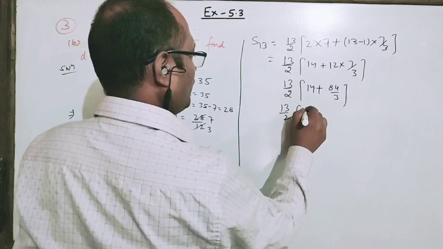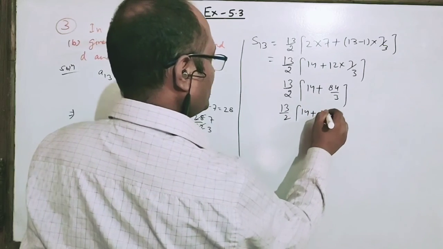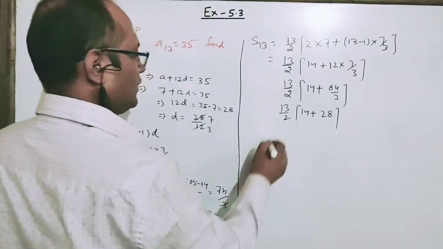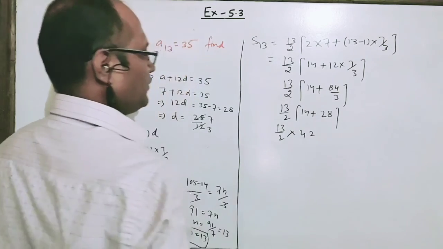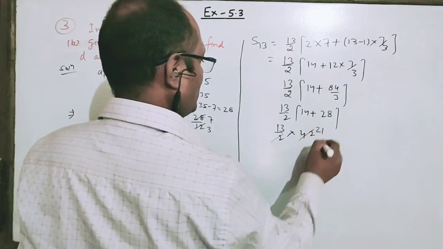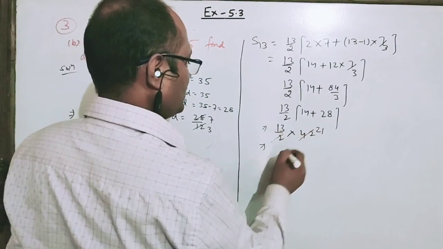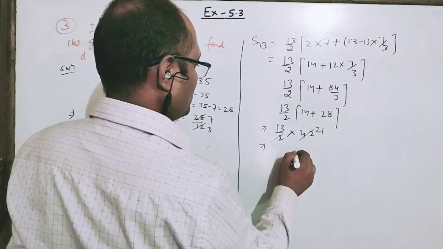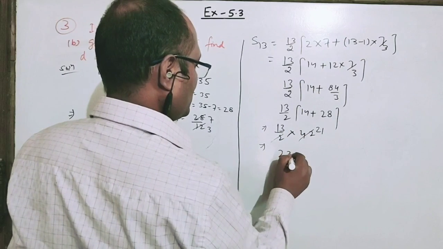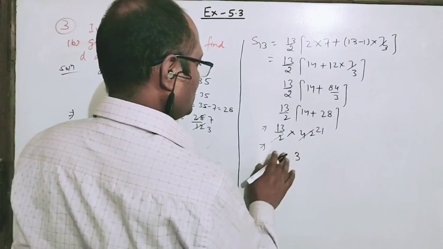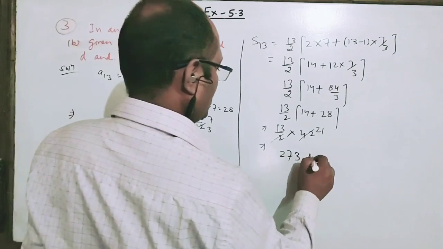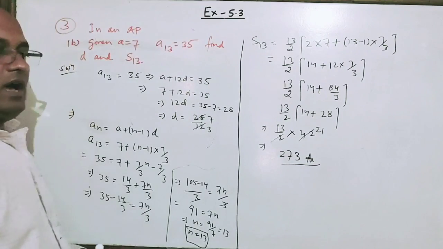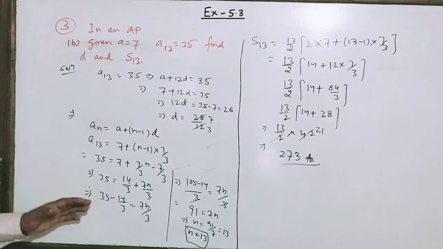13 by 2 into (14 plus 28). So 13 by 2 into 42. We just solve it. So we get 13 into 21, 273. So you will get 273. And this is the answer of this question.